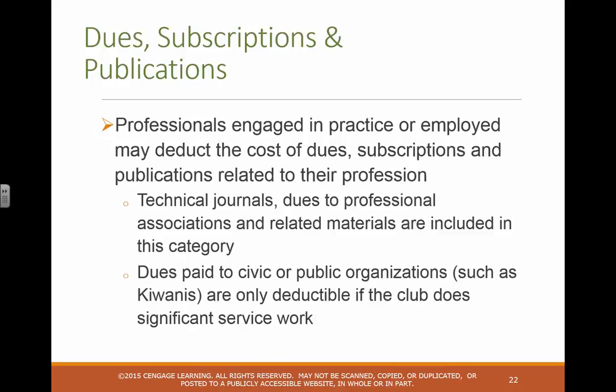We also get to deduct dues, subscriptions, and publications, and on your Schedule C, that's also going to go under other expenses. And I'll just tell you right now, this is the terminology you use on the line item. You don't say subscription to the Journal of Accountancy or dues for the internet. It's just dues, subscriptions, and publications. That's the classification that goes on the line item for other expenses. And you can deduct anything that's related to your profession.